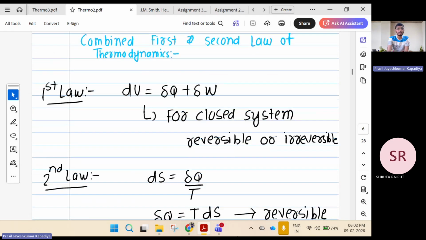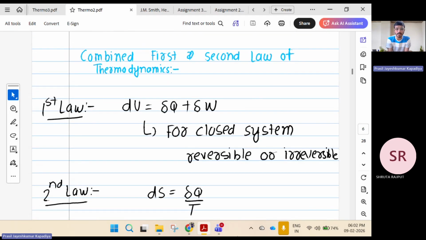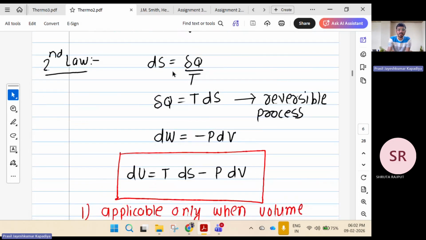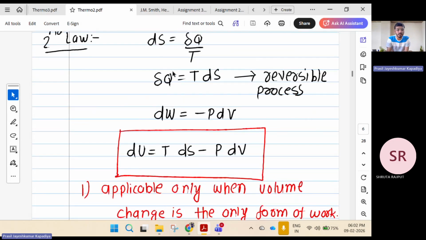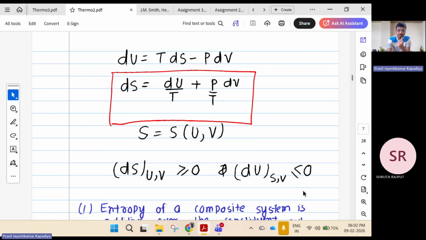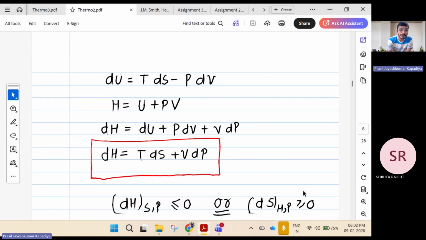Then after that, we had looked at first and second law of thermodynamics. So first law states dU is equal to delta q plus delta w, and dS is delta q divided by T. If we combine these two equations, we get the combined first and second law equation, that is dU is equal to TdS minus PdV. So U is a function of entropy and volume, and energy always reduces. So dU at constant S and V is less than or equal to zero. That is one condition of spontaneity.